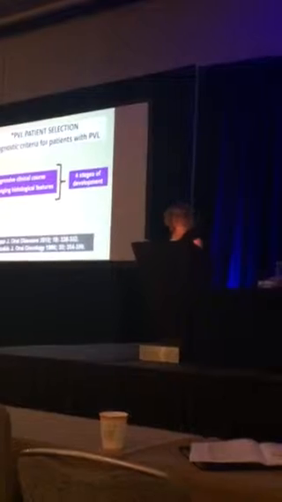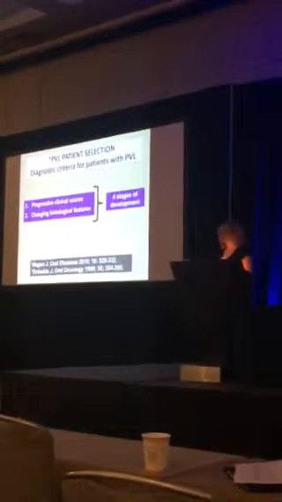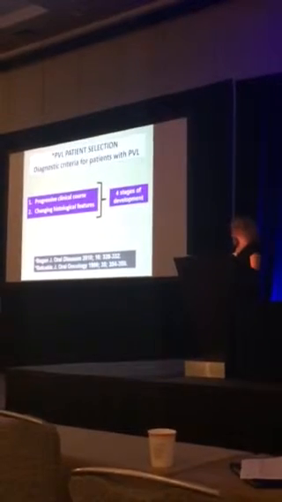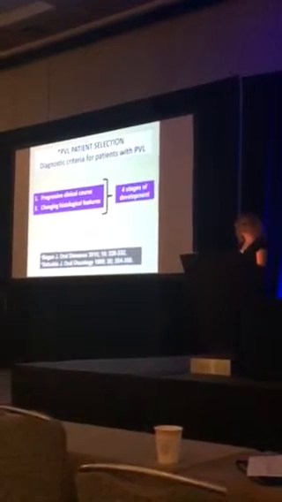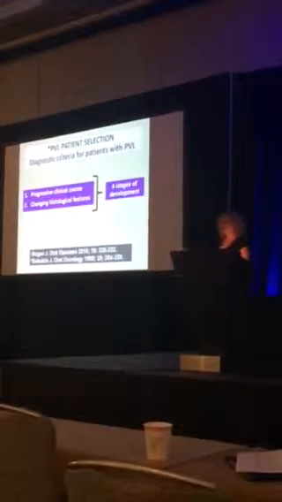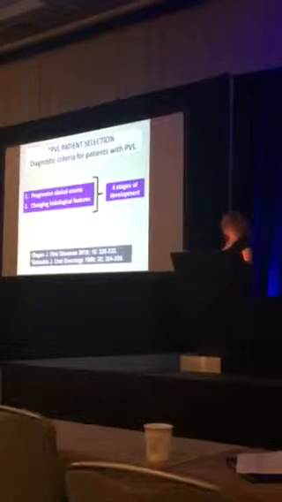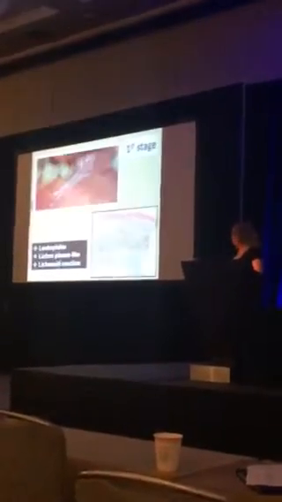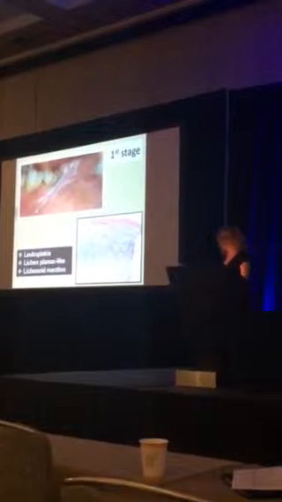Now, we selected the patients with PVL based on the diagnostic criteria set forth by Hansen and by Batsakis, which are multiple lesions that develop over time in multiple locations throughout the oral cavity, and that almost always will eventually progress into a squamous cell carcinoma. And they progress in stages, which have clinical and histopathological progressive changes. For example, this would be stage 1.